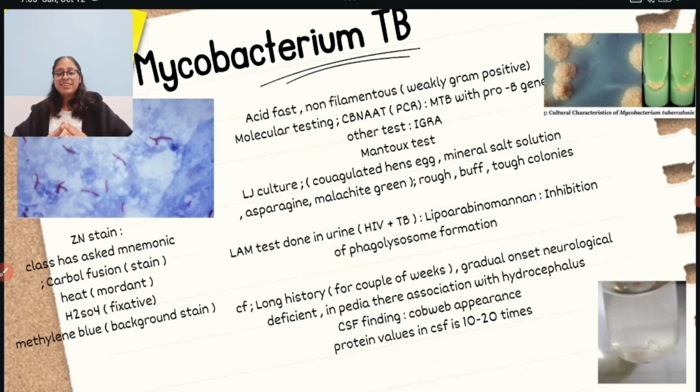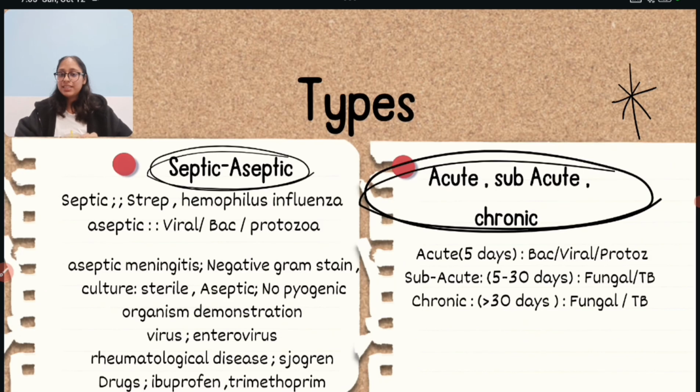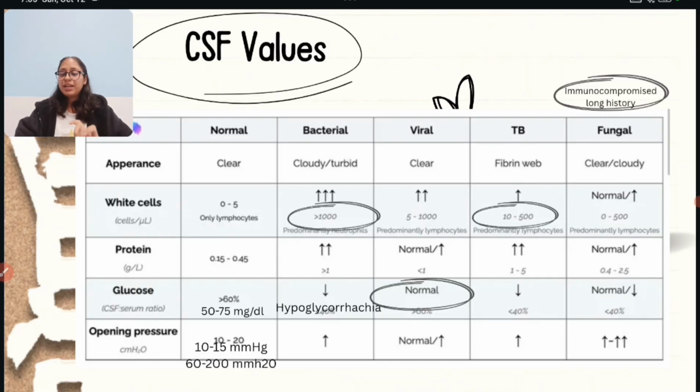Now, like I already told you, we are going to differentiate this from bacteria. Whatever CSF values we study are what we use to differentiate bacteria and TB. Bacteria will have WBCs more than 1000, and TB will have 10 to 500.